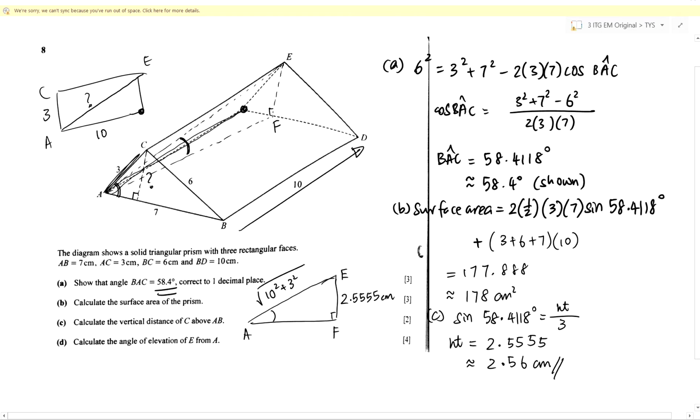With these two sides, opposite and the hypotenuse, we can take the inverse of the trig ratio to find the angle of elevation. The trig ratio we're going to be using over here will be sine. So sine theta, let's call this theta, will be 2.5555 over root 10 squared plus 3 squared. After you do the calculation, we get 14.168, rounded off to 1 dp, so 14.2 degrees.